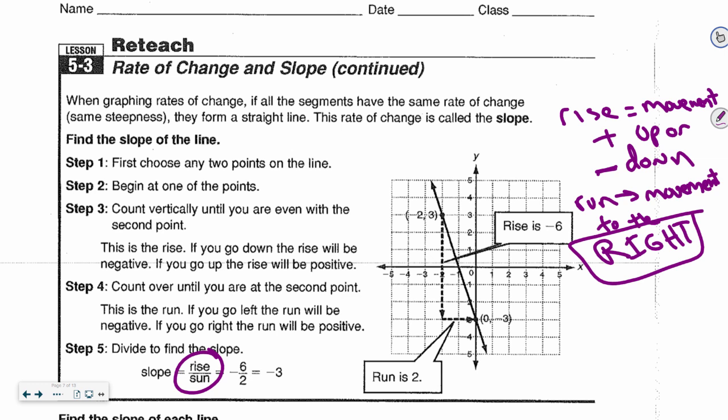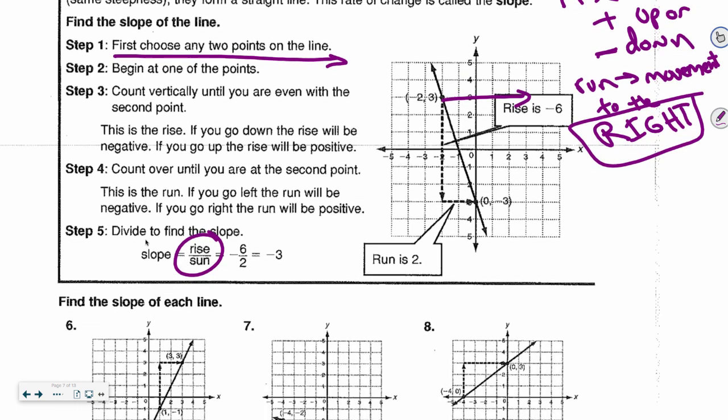Now, just like if you were reading a book, we read a graph from left to right. So if we're reading this sentence, we move this way. First, choose any 2 points, right? If we're looking at this line, we read it from this way over. So the movement, the run, is always to the right. It allows us to make sure that bottom number, that denominator, is always positive.